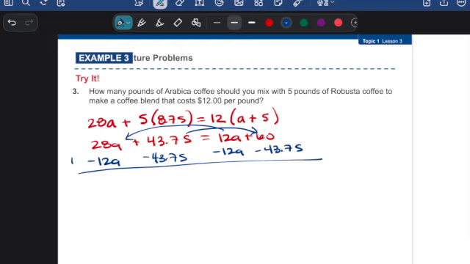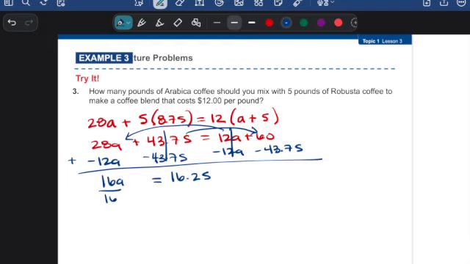Okay, then add our equations together. 28a minus 12a is 16a. The 43.75 cancels out. Bring down your equation. The 12a's cancel out. 60 minus 43.75 is $16.25.